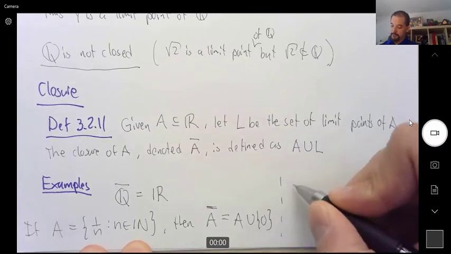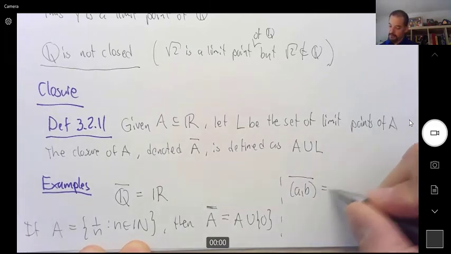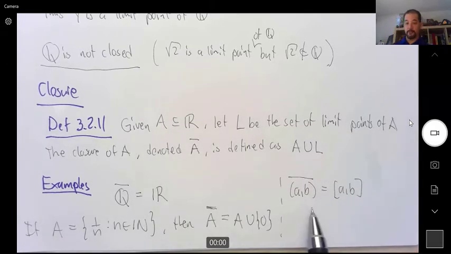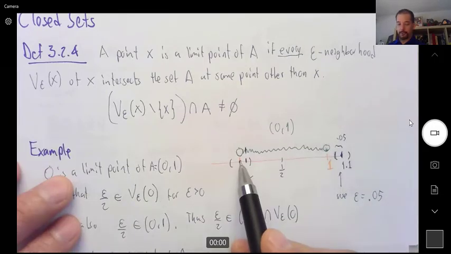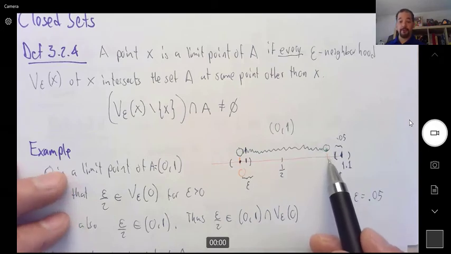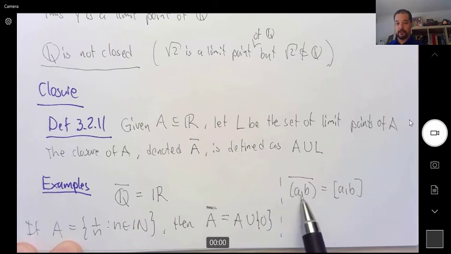One more example. If you take the open interval (a, b) and do the closure of that, it's going to be the closed interval [a, b]. We did it for (0, 1), that was our first example at the beginning of the class. In that example, we said that 0 was a limit point, even though it's not in the set, and 1 was a limit point, even though it's not in the set. Because the endpoints are limit points, you need to add them to make the closure. If you add them to the open interval (a, b), you get the closed interval [a, b].